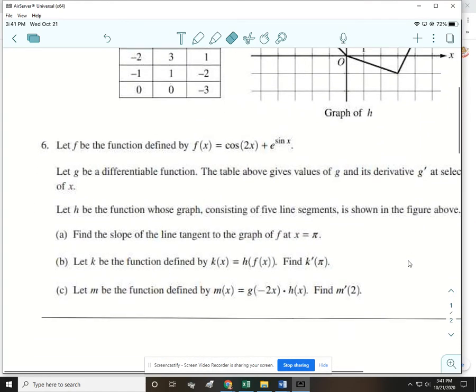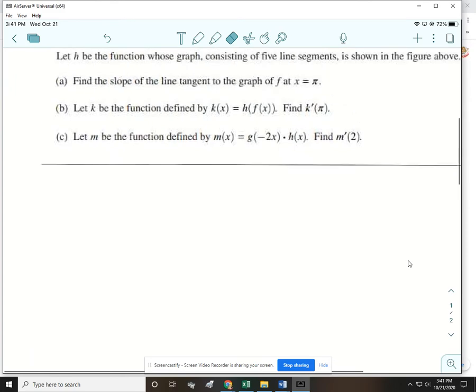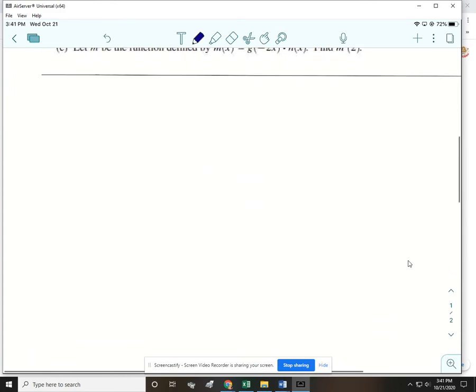Here we go. So we're going to have to go fast so I can get this done in 5 minutes. We're starting off finding the slope of the tangent line. For the slope of the tangent line, we have to start with the derivative of f. And we will definitely have to do the chain rule twice.